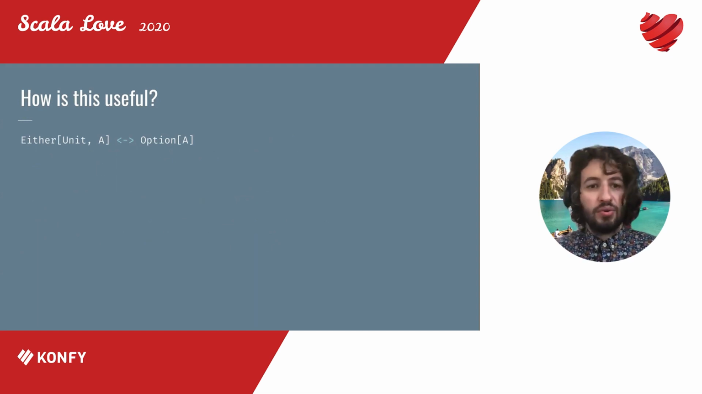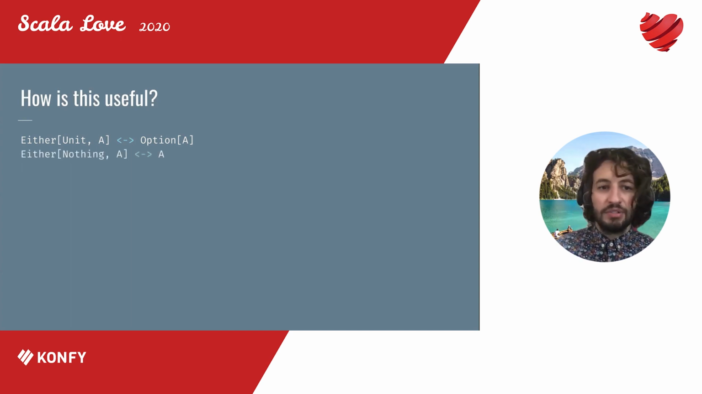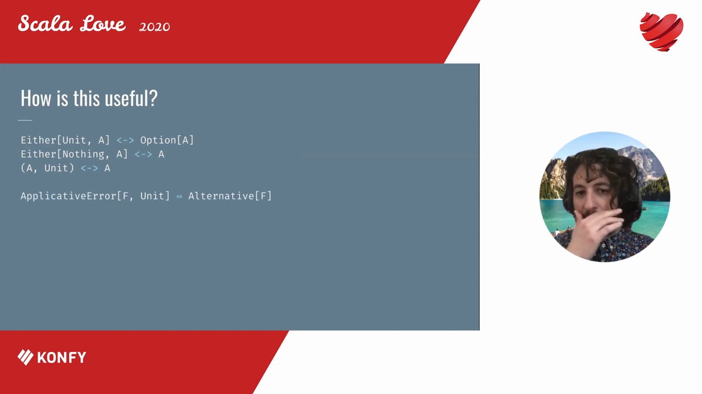And some other cool things or useful things that are isomorphic or equivalent is that Either[Unit, A] is the same as Option[A], right? Either nothing or A is the same as A. A or unit is the same as A. We already see this, but we can also see this in the type classes that they have.